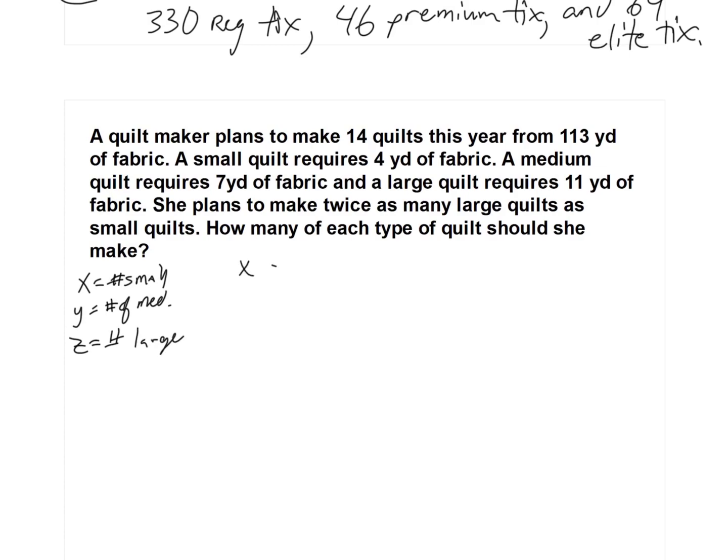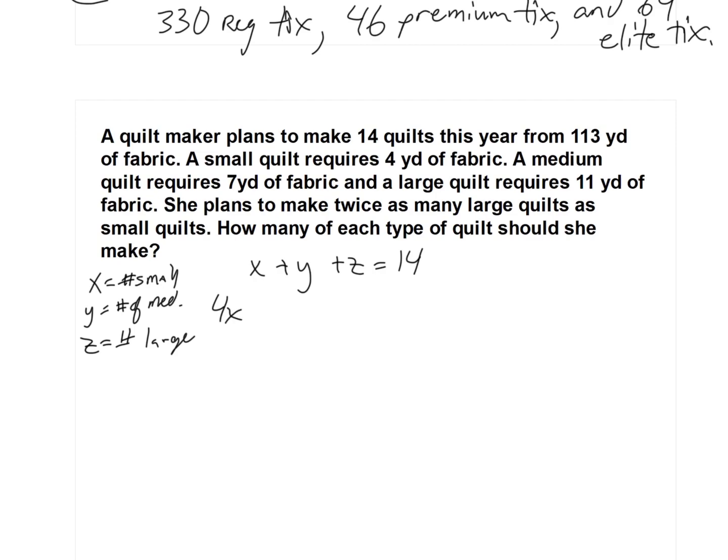And the number of each size should add up to be the total number of quilts made. Okay, much like the first equation when it was the number of tickets. My second equation is going to be, well, there's 4 yards that comes from the small quilts. There's 7 yards that comes from the medium quilts, and there is 11 yards that comes from the large. That's going to add up to 113 yards.